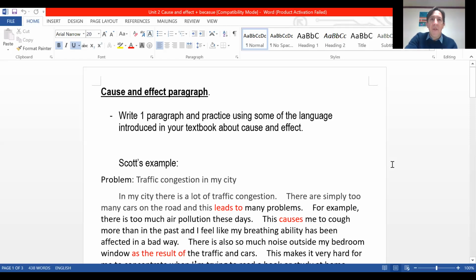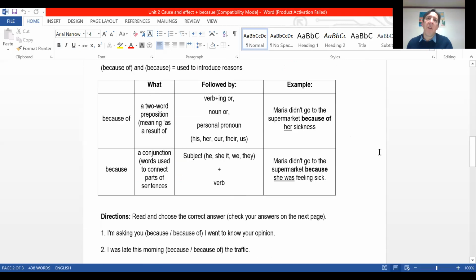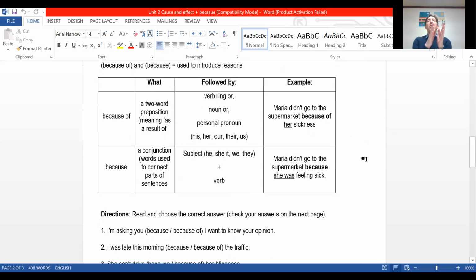Right, let's have a look at another file that has some more examples of this. Right, so on this one, I've got that paragraph that I just showed you. Let's just look at this again. Because of and because. Now, the easiest way to figure out which one to use is to look at the words that come after because or because of. Look at the rules again.